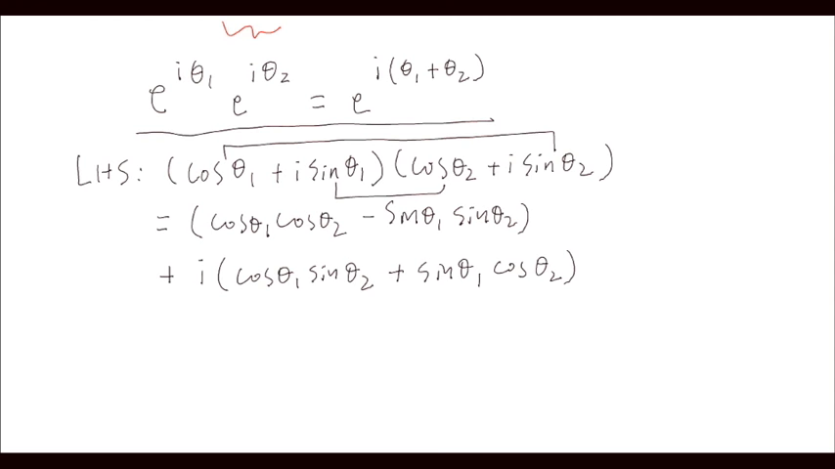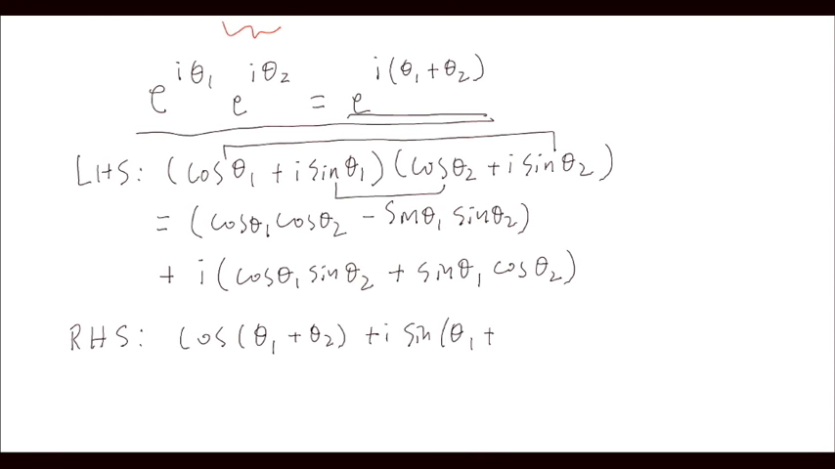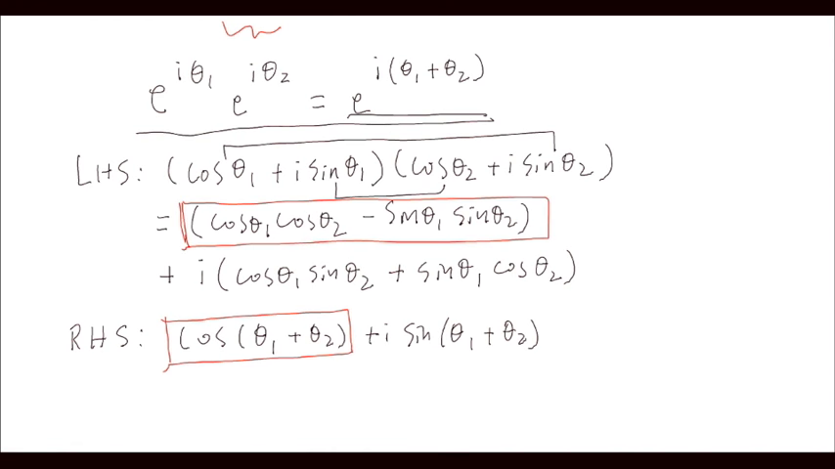How about the right hand side? The right hand side is simple, right? This is just cosine (theta 1 plus theta 2) plus i sine (theta 1 plus theta 2). So, what have we achieved here? The thing here is the formula for cosine (theta 1 plus theta 2), do you remember what it is? This is actually the same as this, right? Okay, do you remember the formula?